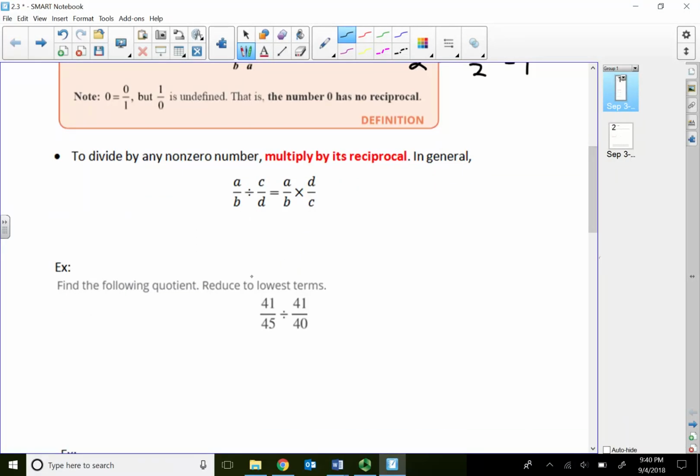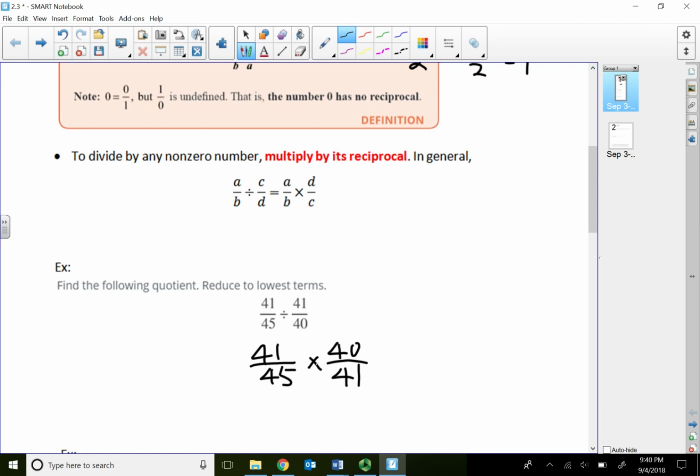So, for example, 41 over 45 divided by 41 over 40. Our first fraction stays the same. Division by another fraction means times the reciprocal. So the first thing I do is write times the reciprocal. Now I'm turning a division problem into a multiplication problem.